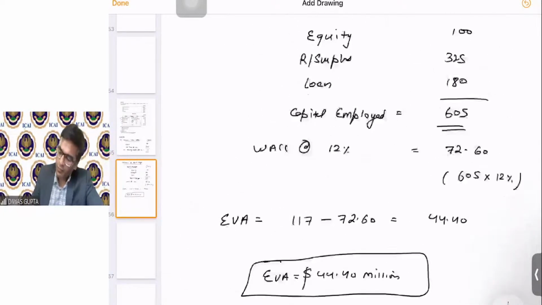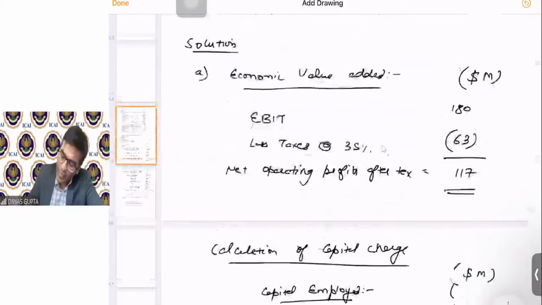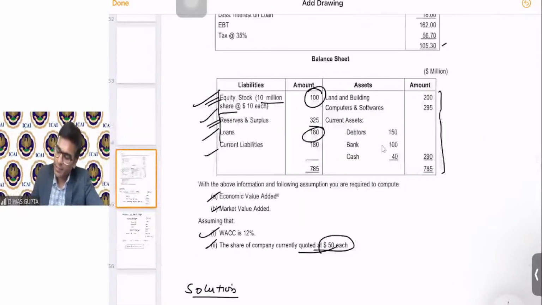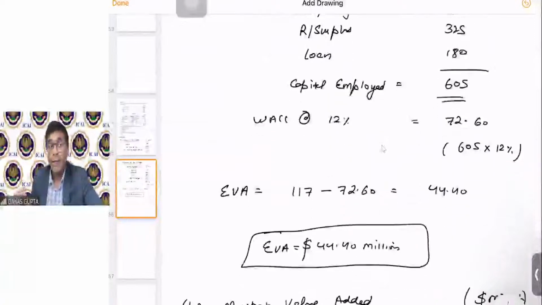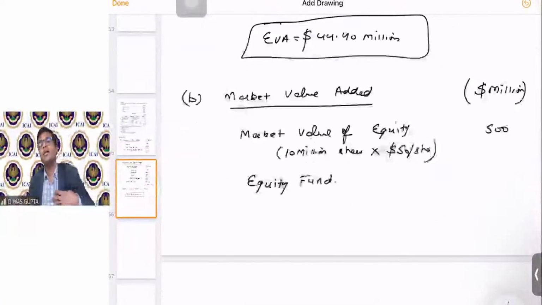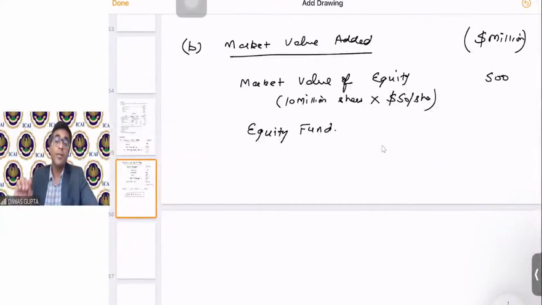For this, again, what will we take? Equity stock and reserves and surplus, right? 100 plus 325. And students, an important point to note here is that for calculating market value added, we are not adjusting anything on account of debt, right? So this again signifies the earlier principle that the valuation is done for equity. Or let's say the MVA focuses on the equity amount.